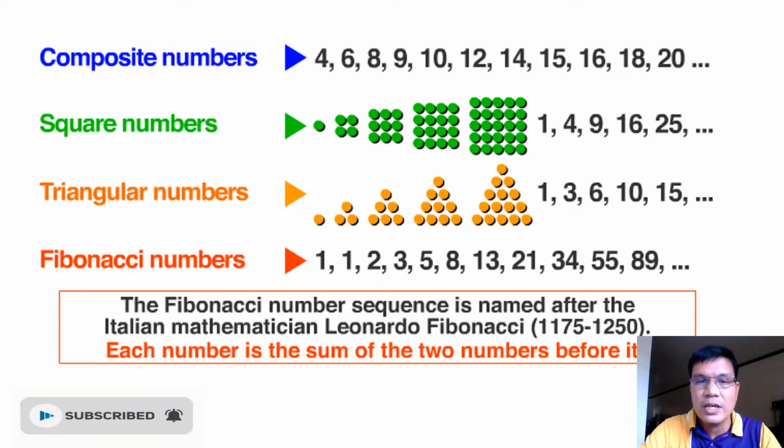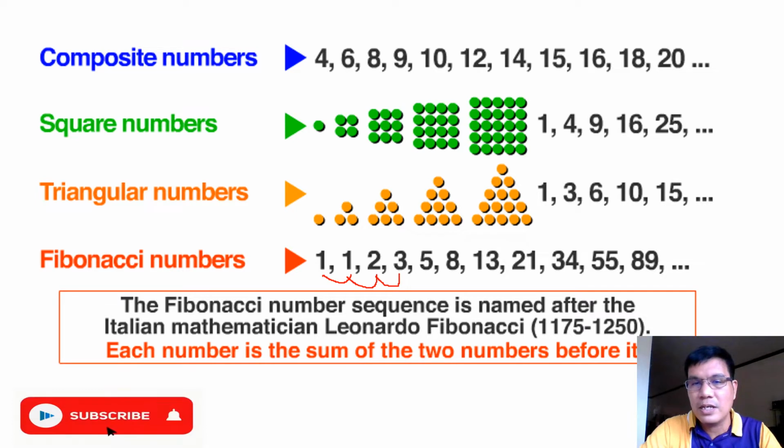In Fibonacci, the number sequence is named after the Italian mathematician Leonardo Fibonacci. Each number is the sum of the two numbers before it. So 1 plus 1 is 2. 1 plus 2 is 3. 2 plus 3 is 5. 3 plus 5 is 8. 5 plus 8 is 13. 13 plus 8 is 21. So that is Fibonacci numbers.